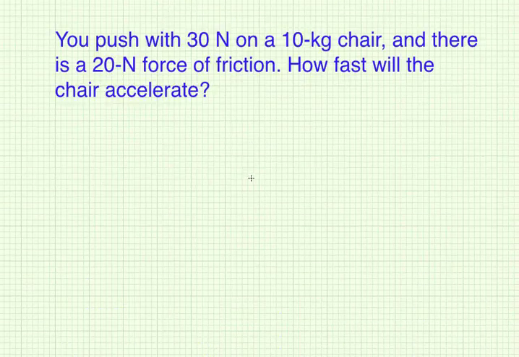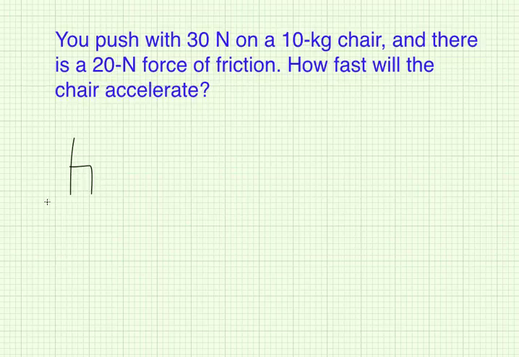Okay, we push with 30 newtons on a 10 kilogram chair, and there are 20 newtons of force of friction. The first thing we do is draw our force diagram. Here's my chair, and I'm pushing to the right with a force of 30 newtons. Friction acts back, and it is 20 newtons. But we also have mg, and we also have the normal.